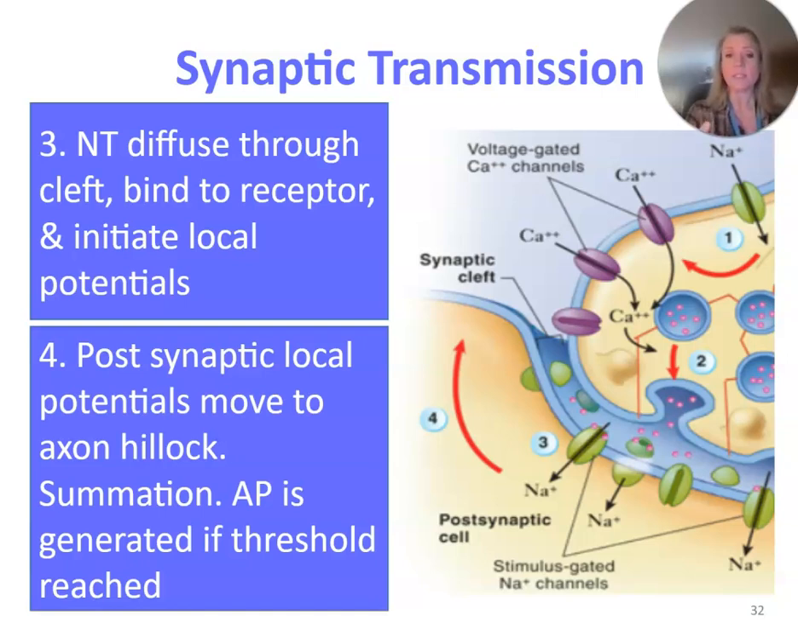And when it opens, it's going to allow sodium to enter into the cell. And once that happens, remember that sodium is positive and the inside of the cell is negative, so the sodium coming in is making that general area more positive. That's going to cause a local potential to move from the dendrites on our postsynaptic neuron through its cell body and then all the way down to the axon hillock of the next cell. And remember that at the axon hillock, an action potential will be generated if threshold is reached. And remember, that threshold is negative 55 millivolts.